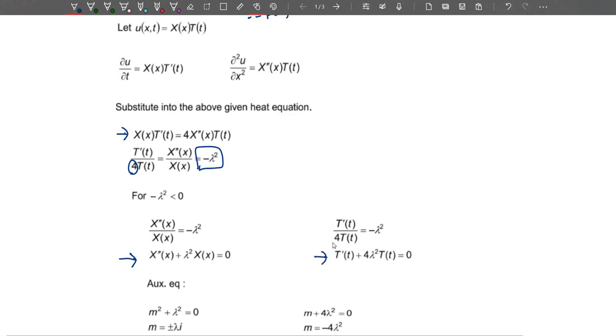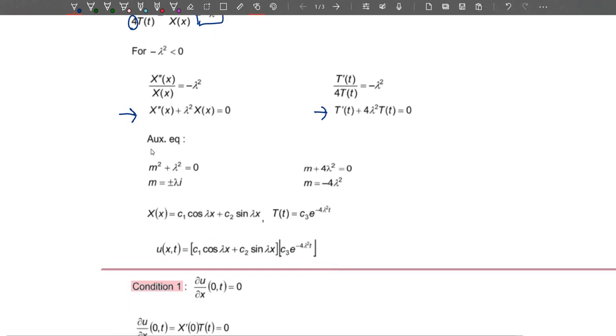These are the two important equations which we change into the auxiliary equation, another name for the characteristic equation. Here it will become m squared plus lambda squared equal to 0, where m is equal to plus minus lambda i. And for the other one, it will be m plus 4 lambda squared equal to 0, so we have m equal to negative 4 lambda squared. Hence, we have X of x equal to C1 cos lambda x plus C2 sin lambda x.